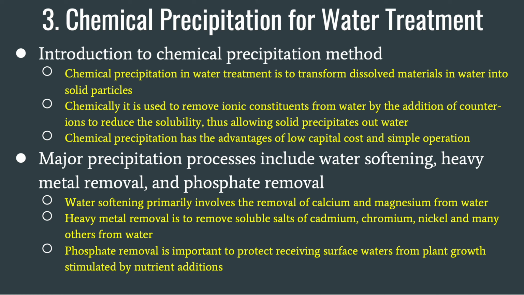Chemical precipitation has the advantages of low capital cost and simple operation. Major precipitation processes include water softening, heavy metal removal, and phosphate removal. Water softening primarily is the chemical removal of calcium and magnesium from water. Heavy metal removal is to remove soluble salts of cadmium, chromium, nickel, and many others from water. Phosphate removal is important to protect receiving surface waters from plant growth stimulated by nutrient additions.